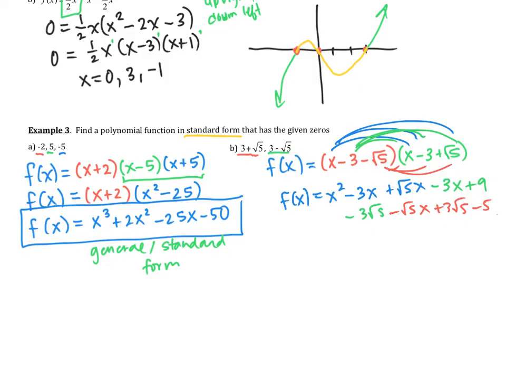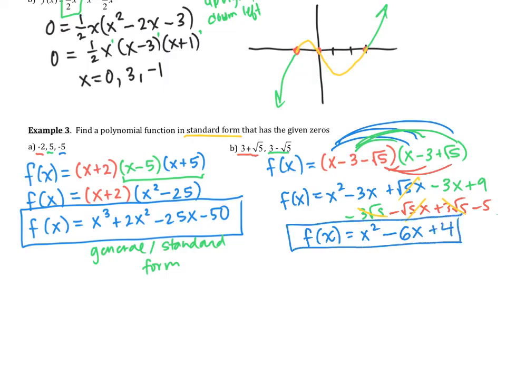This is going to turn out nicely at the end. So look for things to cancel. Those cancel. These cancel. Let me see what's left. I get f of x equals x squared minus 3x minus 6x, and then 9 minus 5, positive 4. So this is a polynomial function that if I solve for the zeros would give me those two answers, and I could always verify that that works.